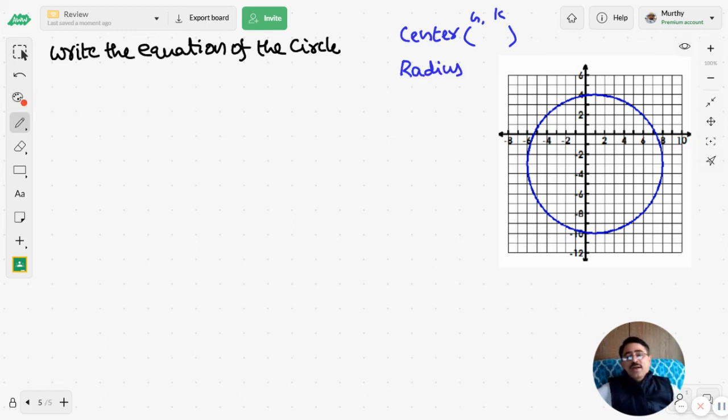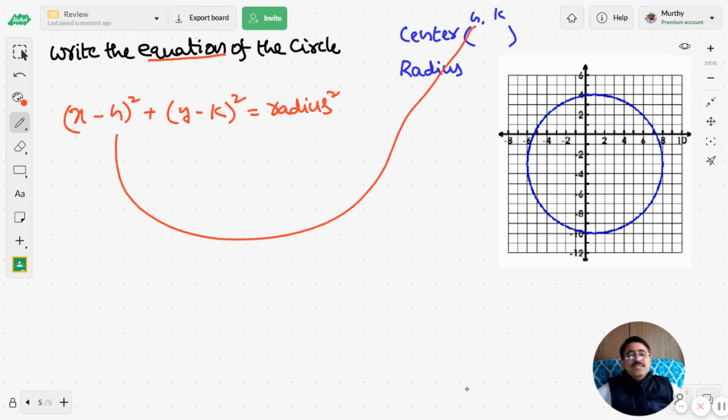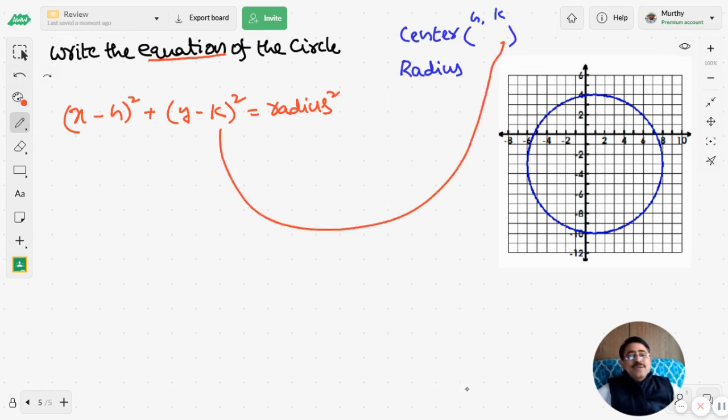Again, I am repeating. If I want to write the equation of a circle, the equation equals (x minus h) square plus (y minus k) whole square equals radius square. You know that h means the first value of the center, which is x also. And here k means the second value of the center, h and k, right?